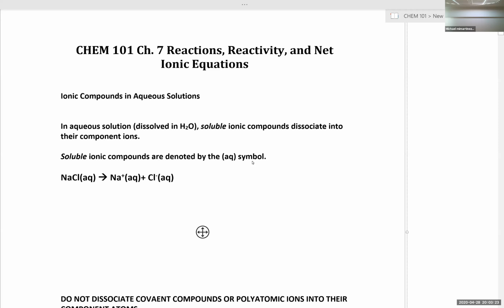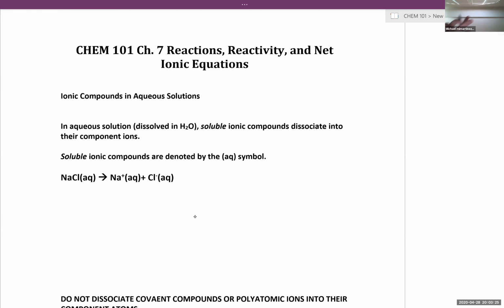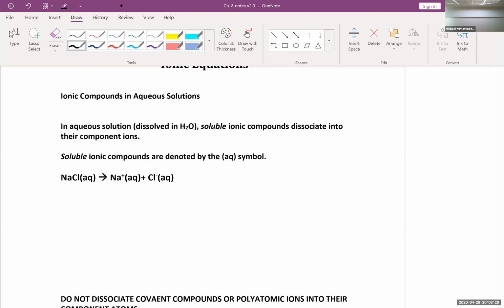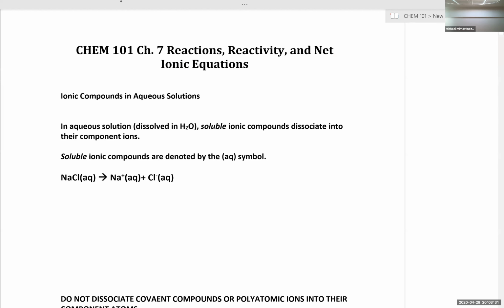Okay, so in this next chapter, we're really going to drill down into the idea of chemical reactions, predicting chemical reactions, and describing the behavior of species in solution. So just as a review, ionic compounds in aqueous solutions. In an aqueous solution, water is our solvent. Soluble ionic compounds will dissociate into their component ions. For soluble ionic compounds, you'll see them denoted with an aqueous symbol in aqueous solution.